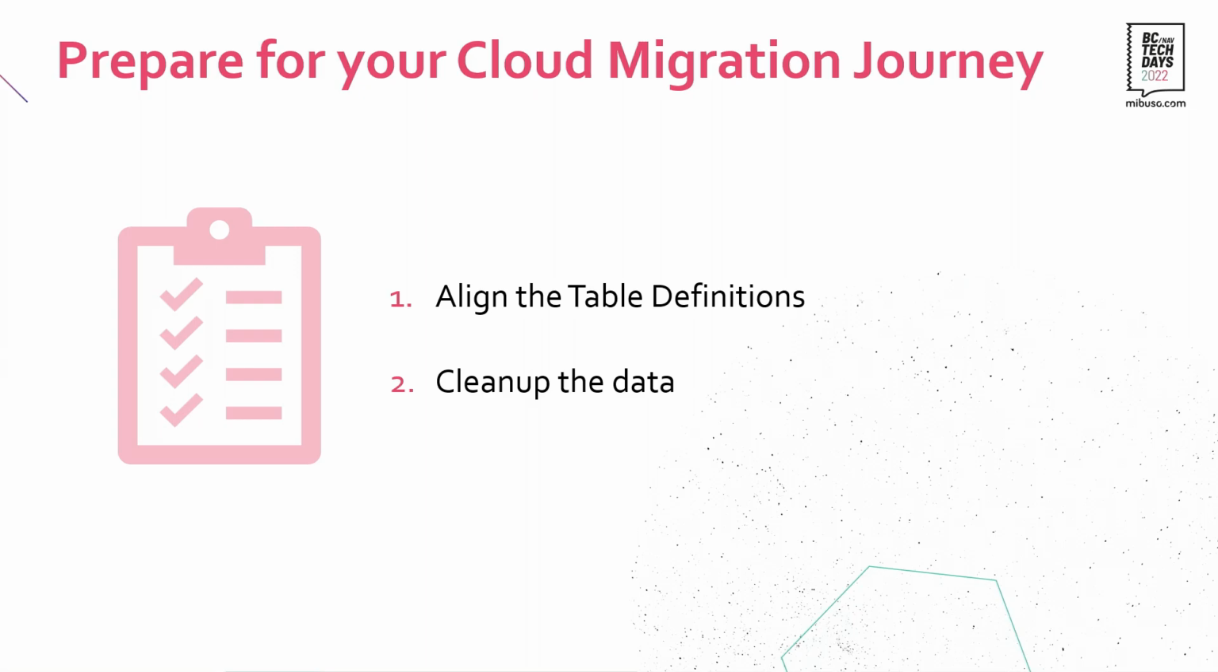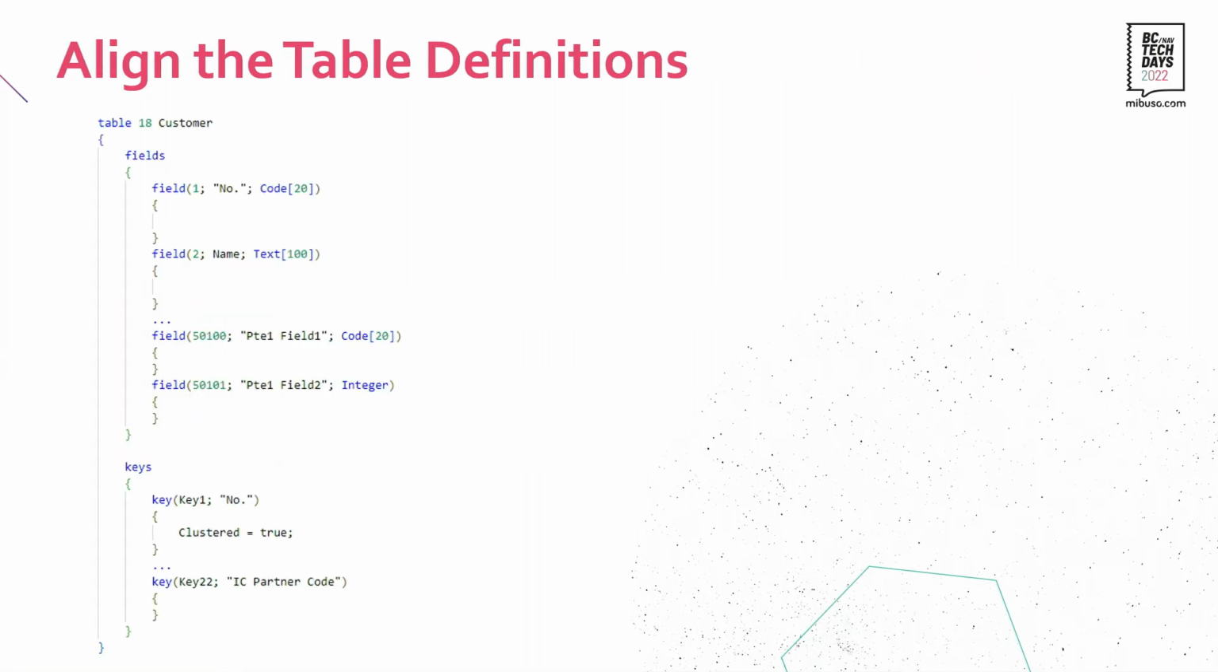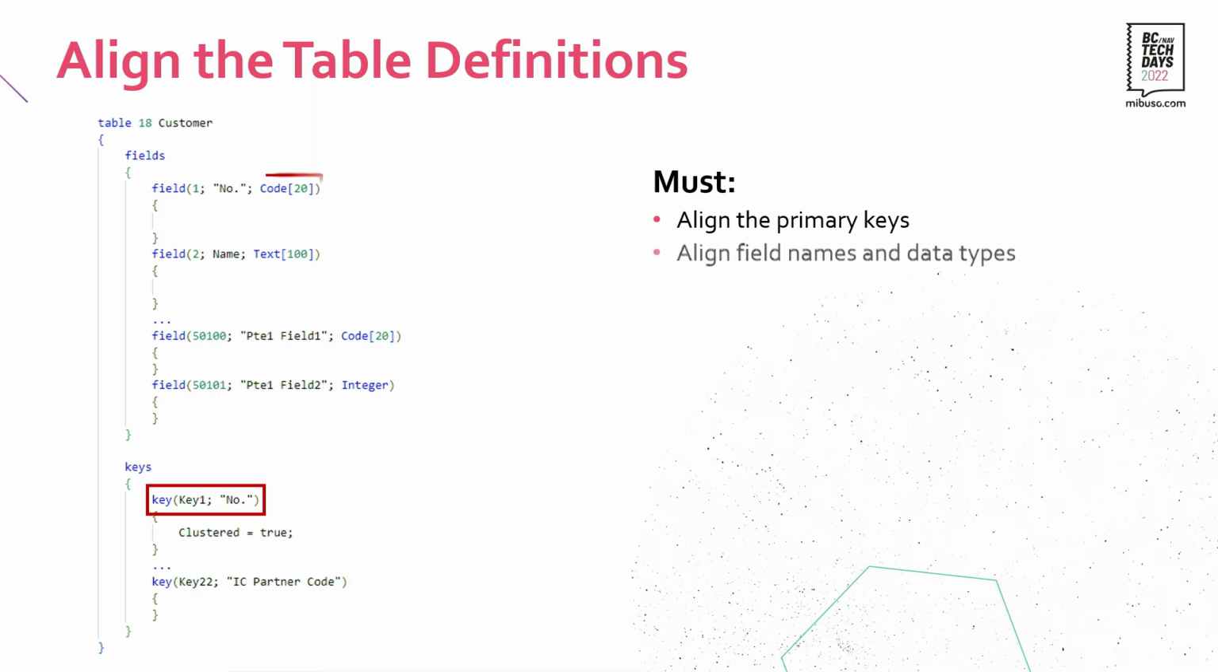First one is to align the table definitions and to clean up the data. Aligning the table definitions could sound like a big task, but in reality it's relatively simple, because out of all of the properties that we could have on the table objects, these properties are a must for both cloud migration and for upgrade. So you must align primary keys both in the source and the target database, and you need to align the field names and data types. If you don't do this, the cloud migration and upgrade is going to fail.